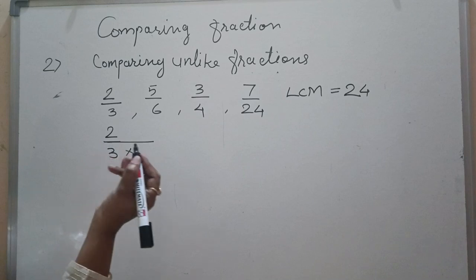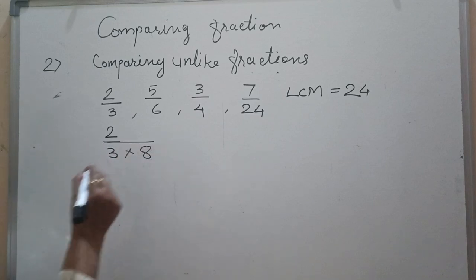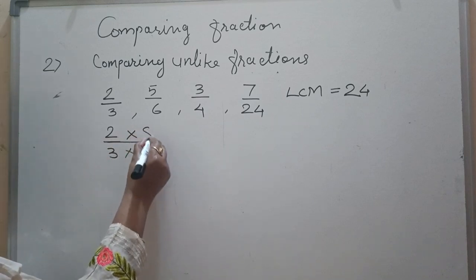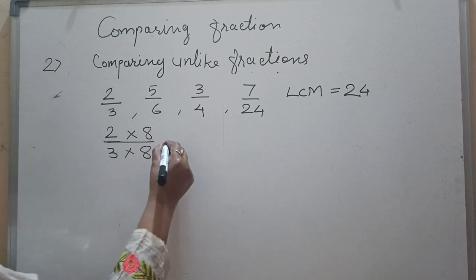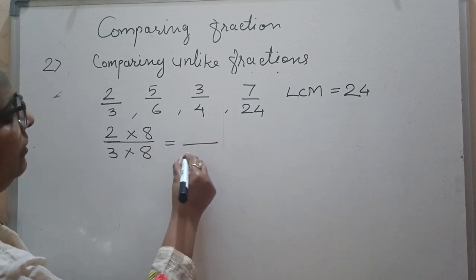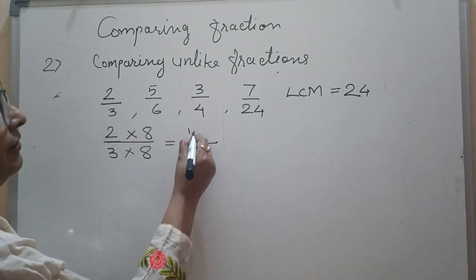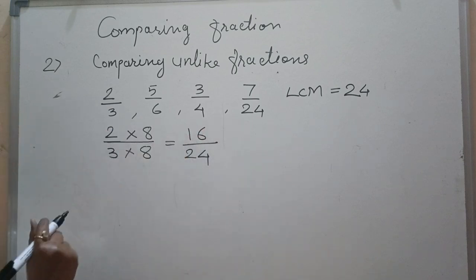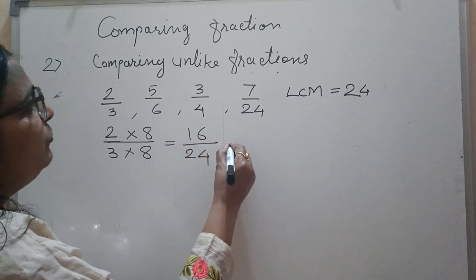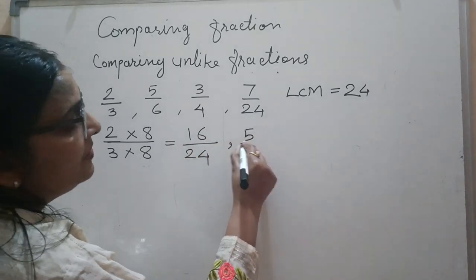So by which number are you going to multiply here? 8. So here also you have to multiply by 8. So what will you get here? 8 3s are 24. What will you get here? 8 2s are 16. Next number I am taking here 5 by 6.